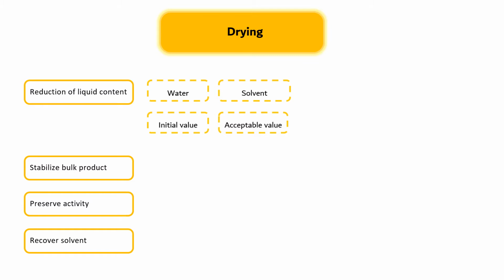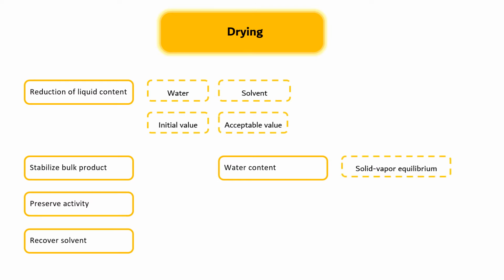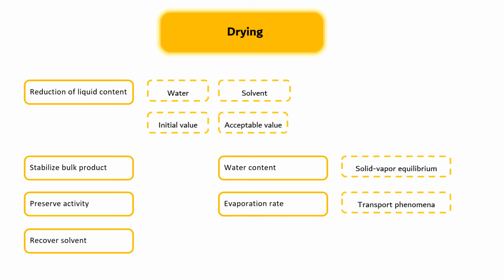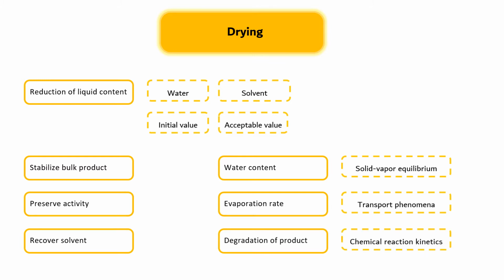It is important to know three types of information in a drying process. First, we want to know how much water content is in the solid, which is rooted in thermodynamics and solid-vapor equilibrium. Second, we want to know how fast this water will evaporate, which is a dynamic consequence of transport phenomena. Third, we want to know how fast our product will change or degrade, which is related to chemical reaction kinetics.